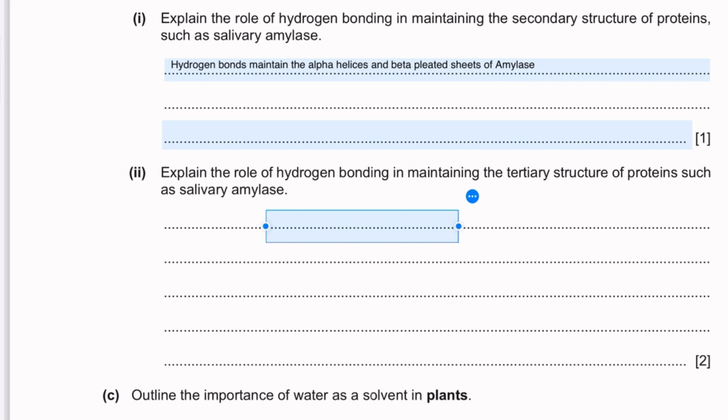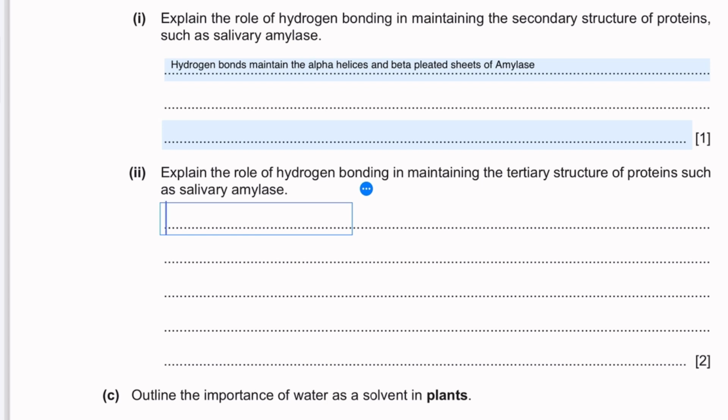Tertiary structure is the folding and extensive coiling of the polypeptide chain upon itself, forming this 3D structure. How is the 3D structure maintained?